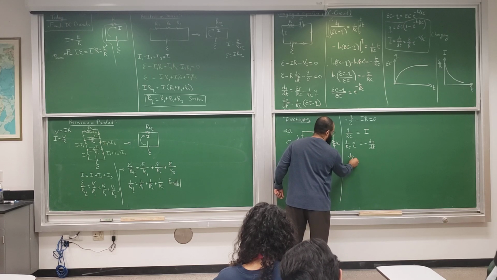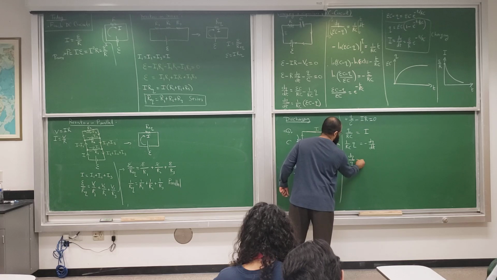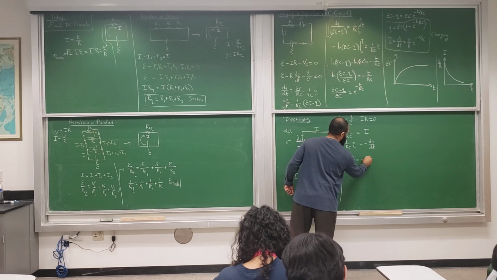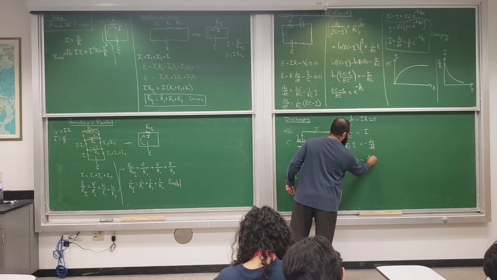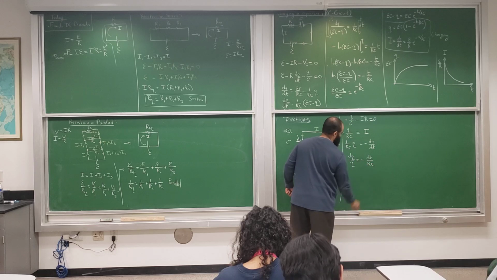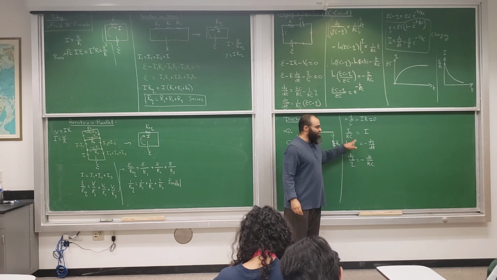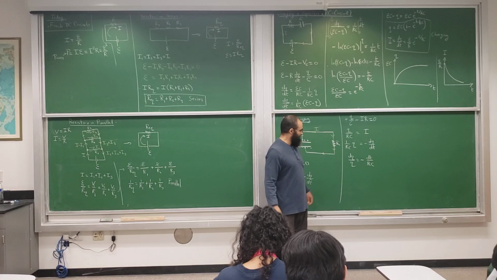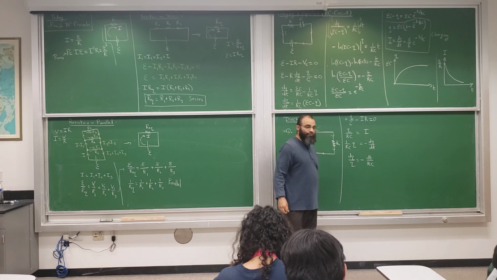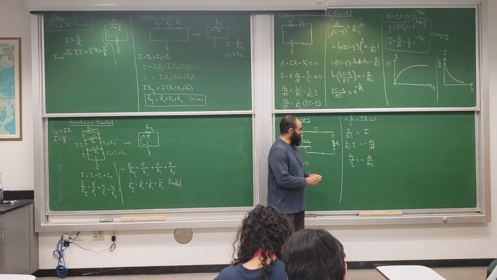So again, dq over q, this is minus dt over RC. You see how I did that? Divide both sides by dq and multiply by minus dt. And then what do we do?